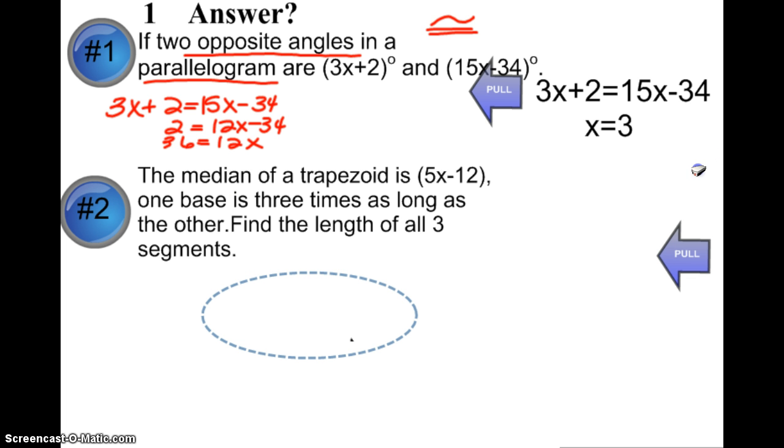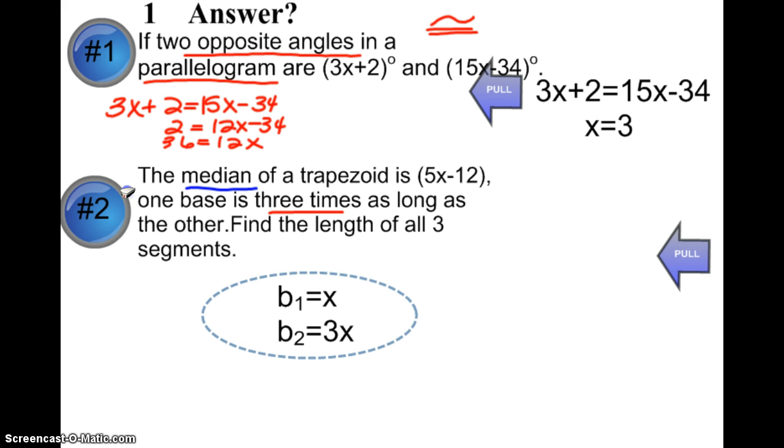Okay, our second problem is the median of a trapezoid. So we give you that the median is 5x minus 12, and we tell you one base is 3 times as long as the other. So we need to come up with an expression for the bases. If we say the first base is x, then our second base would be 3 times as long as that, so 3x.